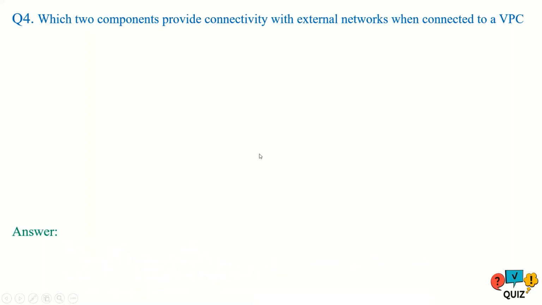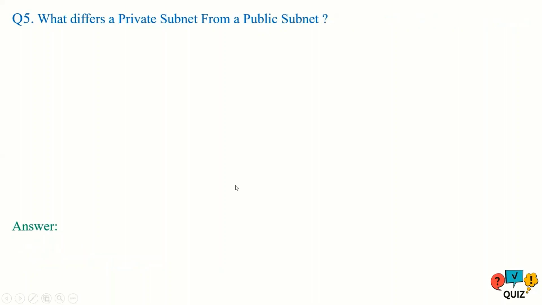Which two components provide connectivity with external networks when connected to a VPC? Here we are referring to the gateways, which are the two types of gateways that are used to connect to the external networks. The answer is Internet Gateway and Virtual Private Gateway. All right, here is the next one.